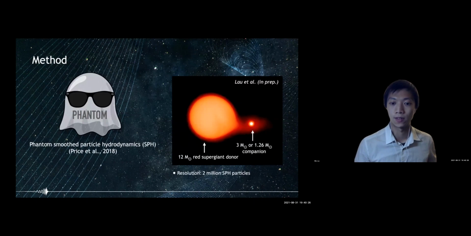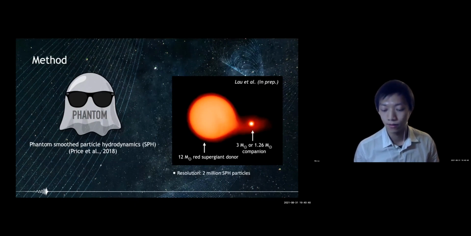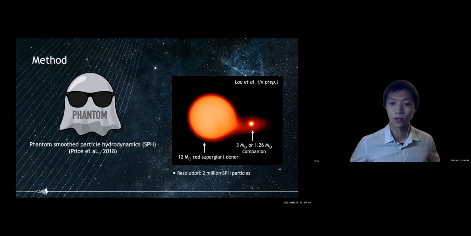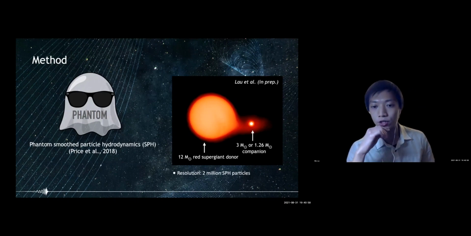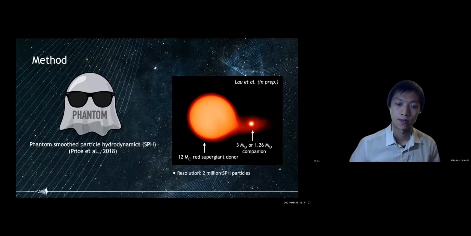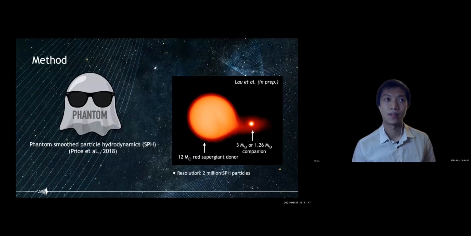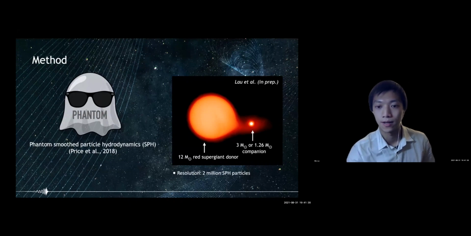At highest resolution, we're using 2 million SPH particles. The sphere on the left is our donor star. We're using a 12 solar mass red supergiant donor in orbit with a companion, and we're using 2 different sets of simulations. One with a 3 solar mass companion, which could correspond to a main sequence star. Another set with about a 1.26 solar mass companion, which could correspond to, for example, a neutron star. For this red supergiant donor, we're actually using an artificial profile where we set the entropy of the envelope to be flat. That's because our simulations are fully adiabatic, and we're not modeling energy transport and any sinks and sources of energy in order to sustain convection in the envelope. And so we opt, as a first attempt, to suppress this convection in the envelope by just having a flat entropy.